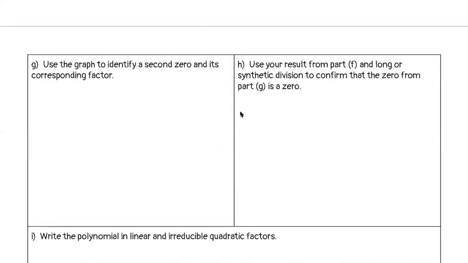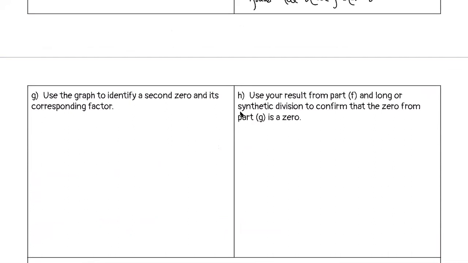But yes, it is a 3. Okay, so let's see if we can get this all on one page. If x equals 3 is a 0, then x minus 3 should be a factor. Okay, so we can write that in words. If x equals 3 is a 0, then x minus 3 is a factor, okay?